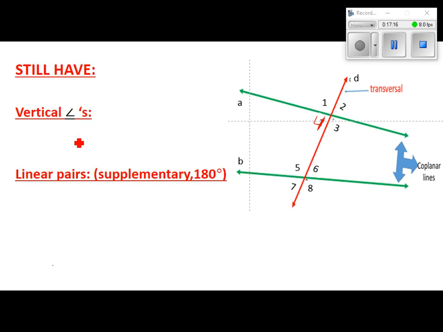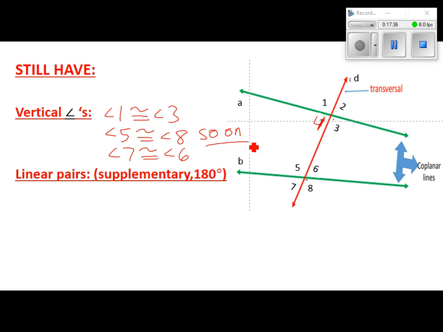You still have vertical angles, so if I'm looking at this, I still know angle 1 has to be congruent to angle 3 because they're vertical angles. I know angle 5 has to be congruent to angle 8 because they're vertical angles. I know angle 7 has to be congruent to angle 6 because they're vertical angles, and so on. I think I did all of them but one, so I'll do the last pair. Angle 2 has to be congruent to angle 4. All those are vertical angles.